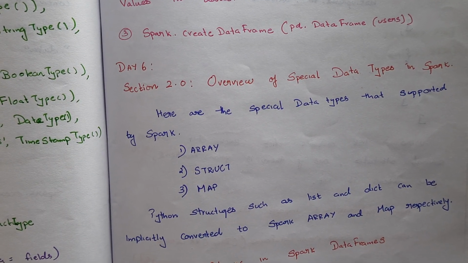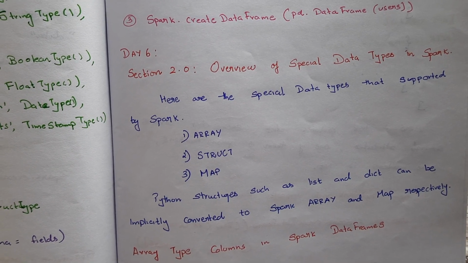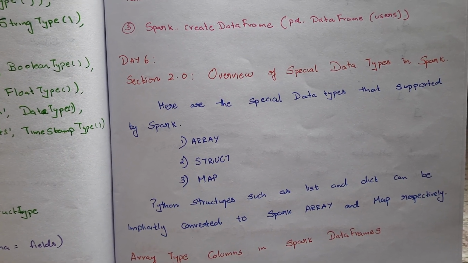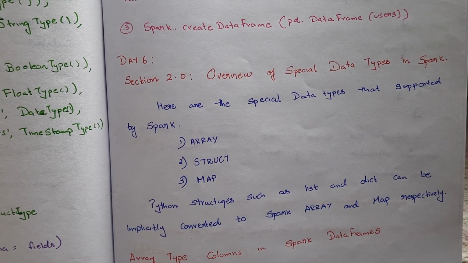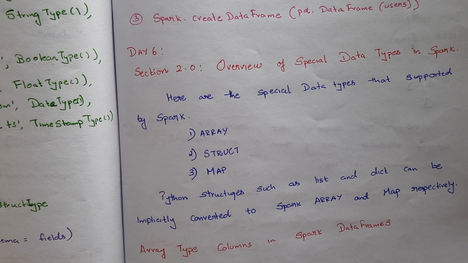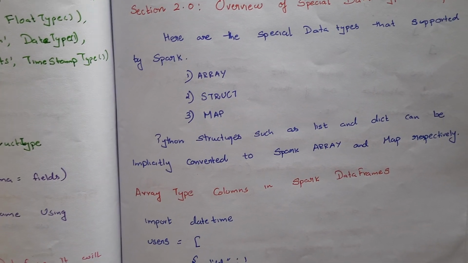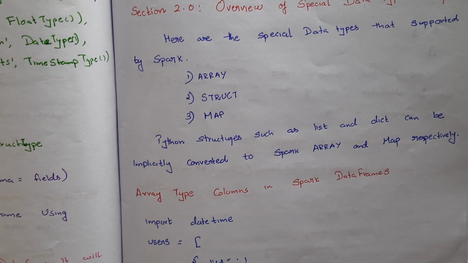So Python data structures such as list and dict can be implicitly converted to a Spark array and map respectively. So list is nothing but an array here and dict is nothing but a map here. So in today's session we will see in detail only about the array data type columns in a Spark data frame.